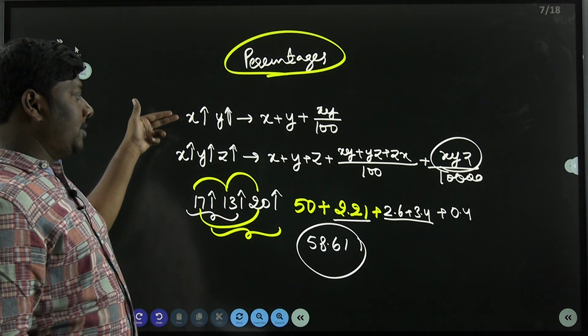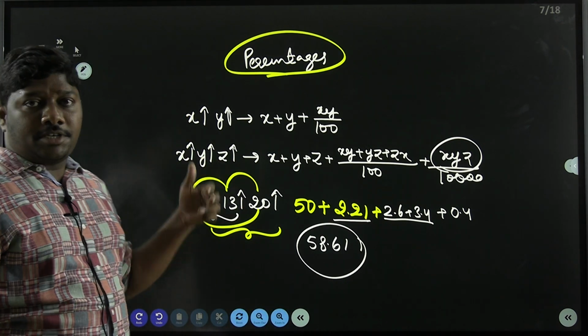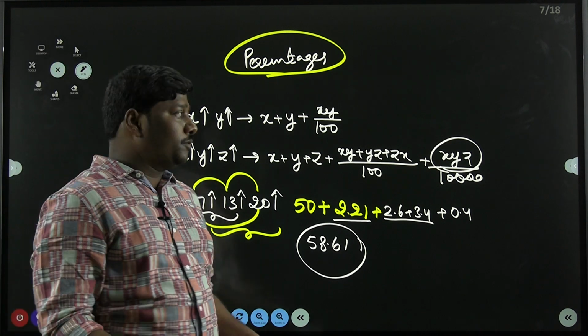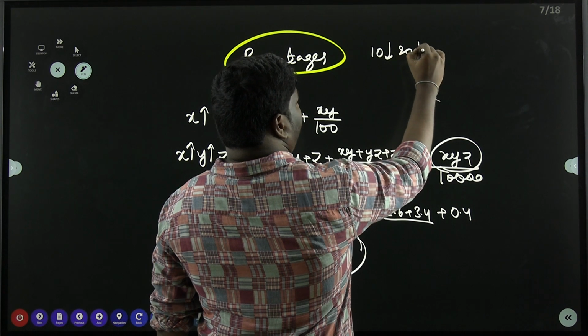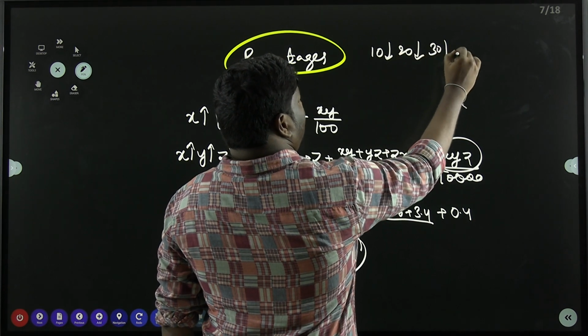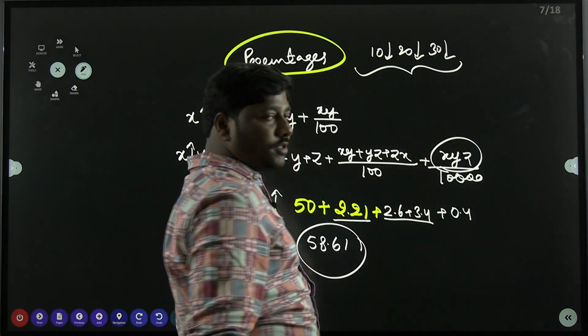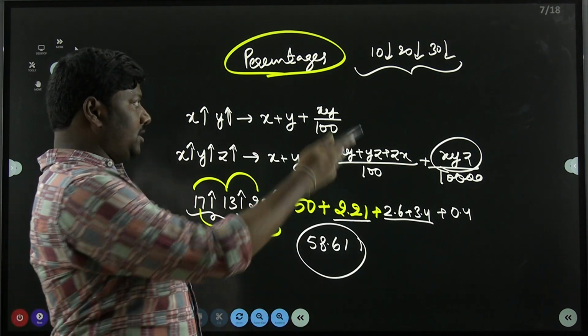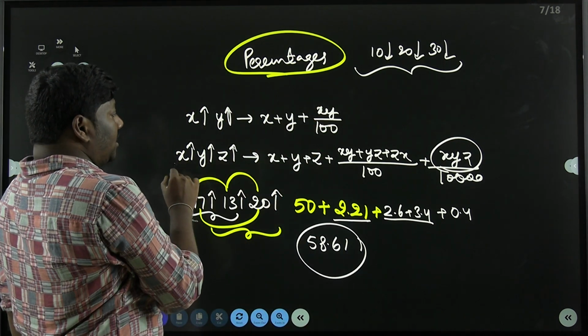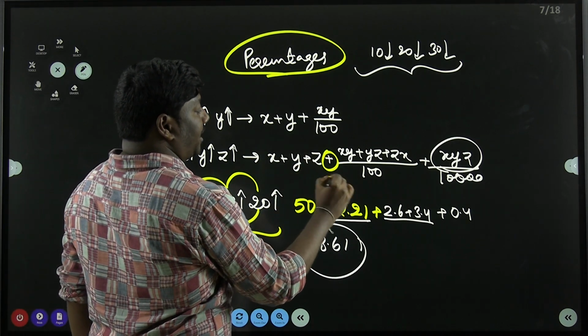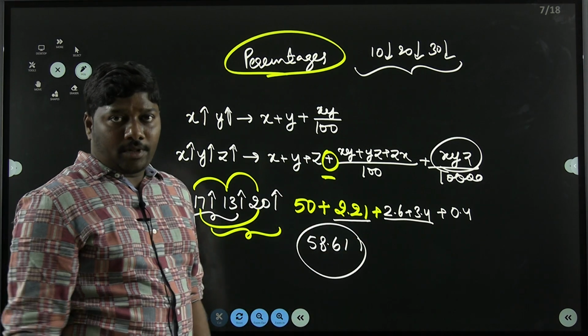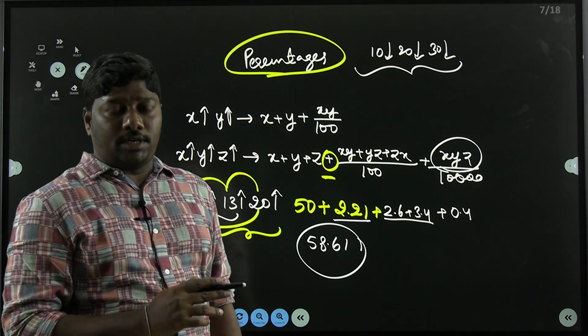You can use two values at a time or three values at a time. Same thing with discounts also. They may give you three discounts: 10% discount followed by 20% discount followed by 30% discount. What is the single discount? So, they may ask you like this also. In that also you can use the formula, but for decrease, the plus becomes simply minus, and the rest everything is the same.